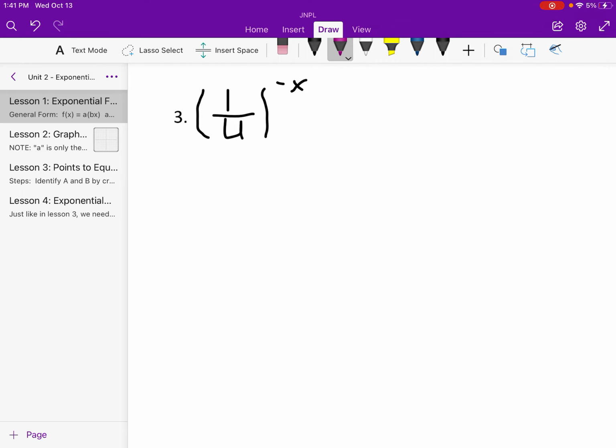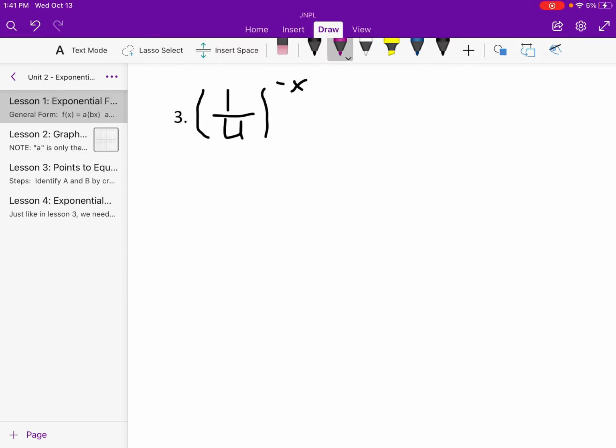This one, there technically is a transformation. This really would mean that there's a base of 1/4, and then that would mean there's a horizontal reflection. Since there's a 1/4 base, that means it's decay. But because of this, that means there's a reflection. So instead, it's like that. So it actually is growing anyways.